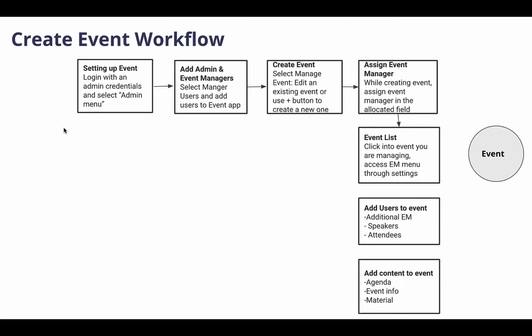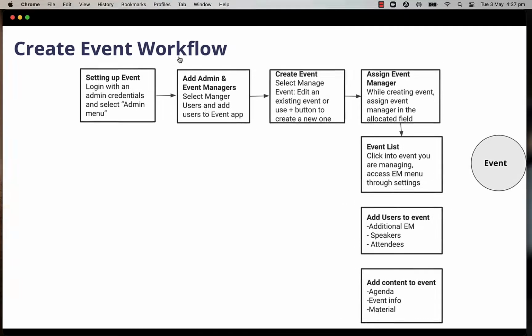So quickly checking back in with our event workflow, we had left off at our assigning event manager stage, where our event manager has been assigned to the event. We then have logged into the event manager and populated information for the specific event. So we have added our different types of users, so our attendees, our speakers, our exhibitors, and we have populated the event with all its information, so agendas and sessions, specific event info, different materials, our poll questions, our surveys. So everything for our event is ready to go.